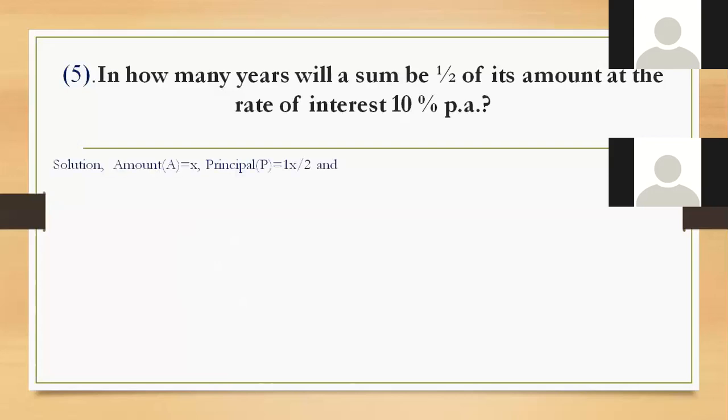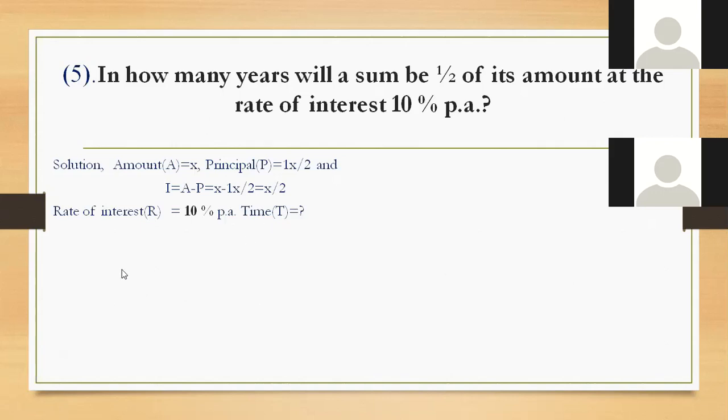Good. We have to suppose amount X, I have told you already. Then principal is 1 by 2 x, x by 2 also can be written. Then interest equals A minus P. Amount is X, principal is x by 2. When we subtract them, you will get interest x by 2. Then rate of interest is given, 10% per annum.